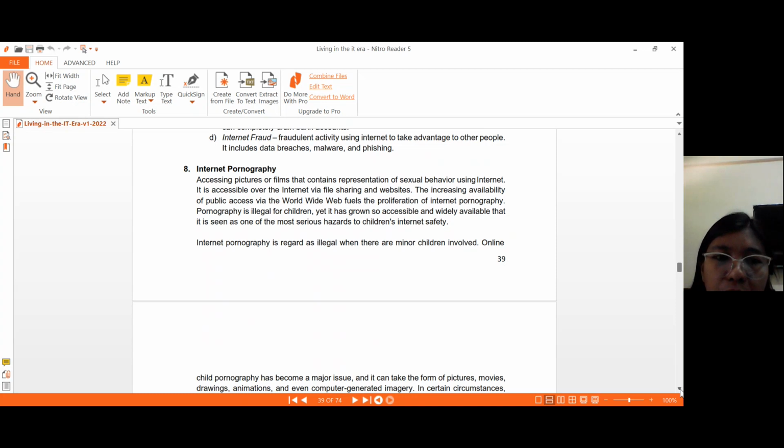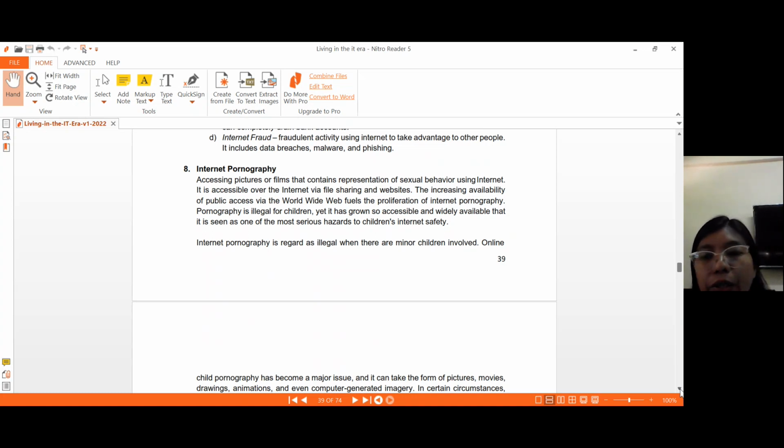Okay, the increasing availability of public access via the World Wide Web fuels the proliferation, ibig sabihin pagkalat at paglaganap of internet pornography. Pornography is illegal for children, yet it has grown so accessible and widely available that it is seen as one of the most serious hazards to children's internet safety. Ginagamit yung mga pictures or mukha ng mga bata para isend sa mga pedophile.